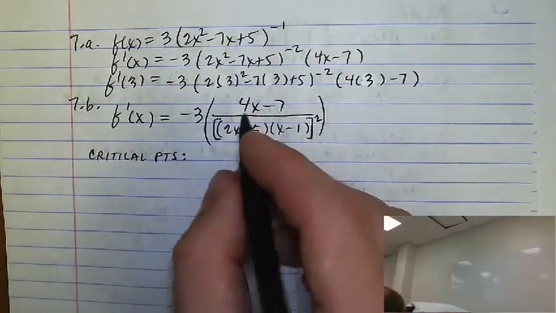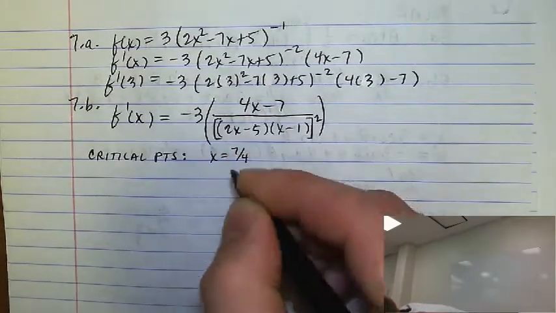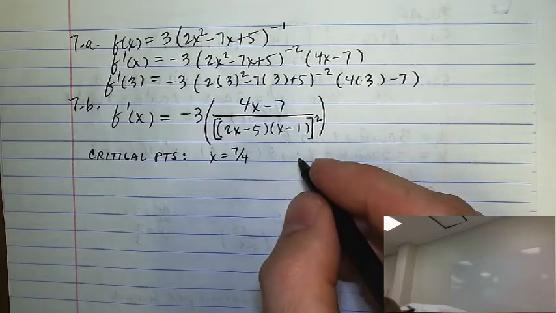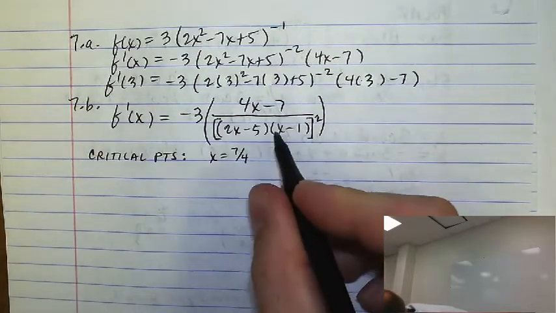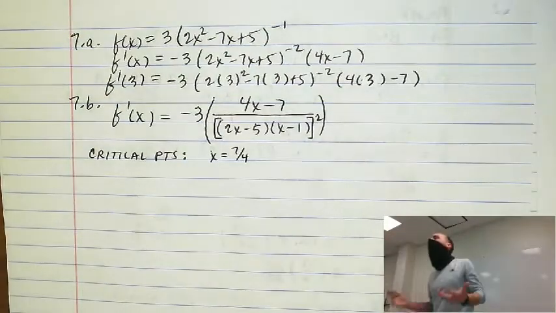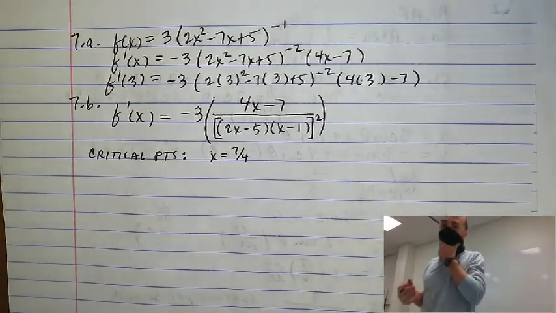All right, critical points are going to be x equals 7/4 from the numerator equaling 0. And they said bigger than 1 and less than 2.5. So I don't have to worry about either of these, right? Because that's the exterior, or the boundary, of the interval. I'm only interested in between that.